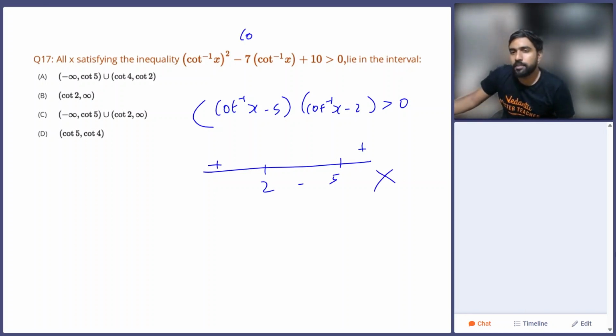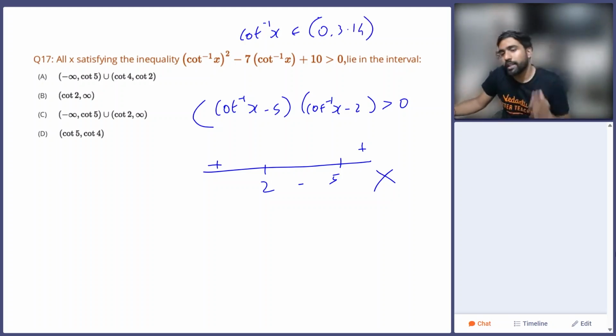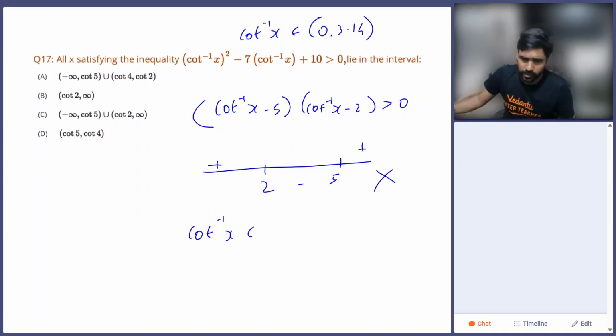Greater than 5 is not possible. Why? Because we know that cot inverse of x belongs to (0, 3.14), so it cannot be greater than 5. That's directly chucked. So it has to be less than 2. So basically cot inverse of x will lie between 0 and 2 over here.